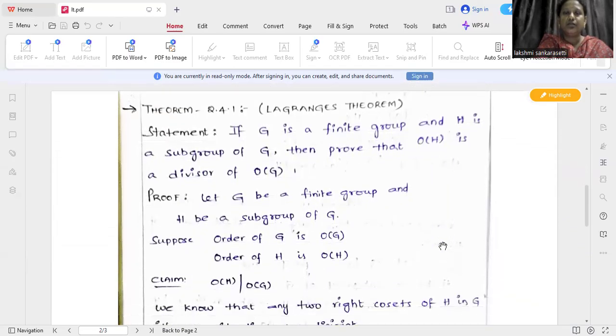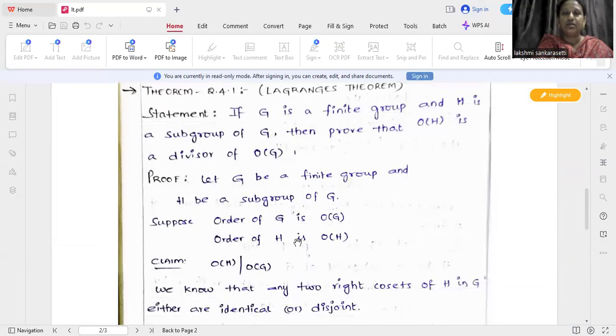Now coming to the proof of Lagrange's theorem. Observe that G is a finite group, which means the number of elements in G is finite, and H is a subgroup of G. Then we have to prove that the number of elements in H divides the number of elements in G. That is, the order of H is a divisor of the order of G. Coming to the proof of this theorem.